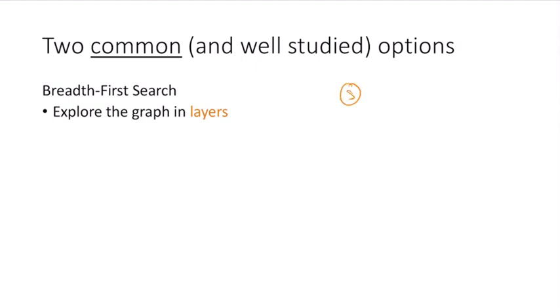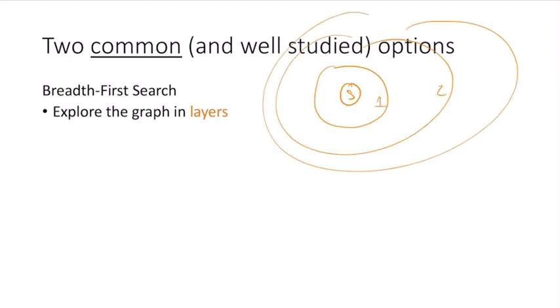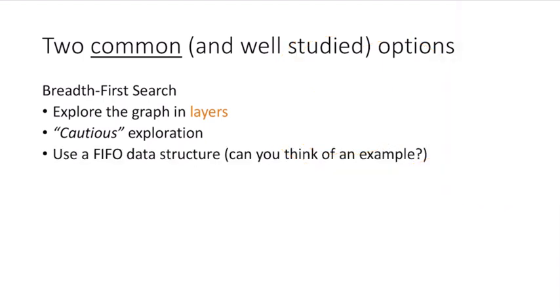We're at our start vertex, and then we look at everything that's 1 hop away, and then everything that's 2 hops away, everything that's 3 hops away, and so on. If you want to anthropomorphize this, you can think of this as a cautious exploration. And this will use a FIFO data structure. And just to see if you're paying attention, what's your favorite FIFO data structure? Well, if you remember what FIFO stands for, that's first in, first out. So this would be a fair data structure. If you're the first in line, then you're the first served. And a lot of times we'll call that a queue.